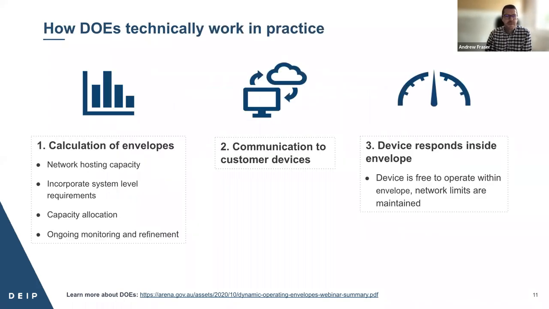So how are the DOEs calculated? What do they actually look like in practice? From a technical and technology point of view, there are three steps outlined here. The DOEs are calculated by the DNSP. They're transmitted to the devices, or made available to the devices, by a communications link. And then the devices pick up these envelopes and are free to operate within the limits that are provided.